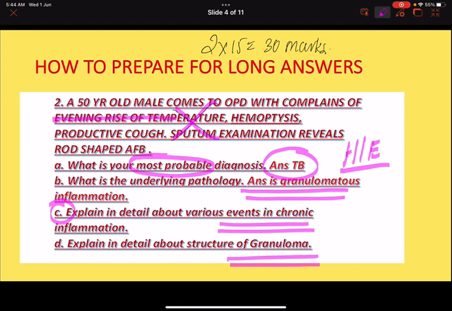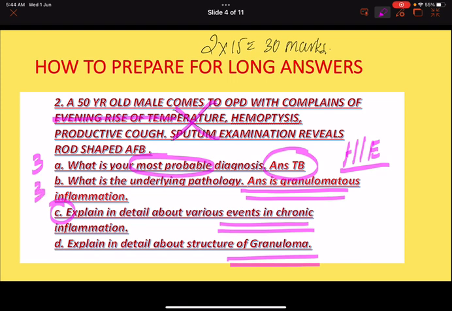You have to support. The patient has a rise of temperature, hemoptysis, and on sputum examination, acid-fast bacilli. So all these characteristically suggest tuberculosis. So that you have to support, and for that you will be awarded some 3 marks. Then next, for the underlying pathology, another 3 marks.